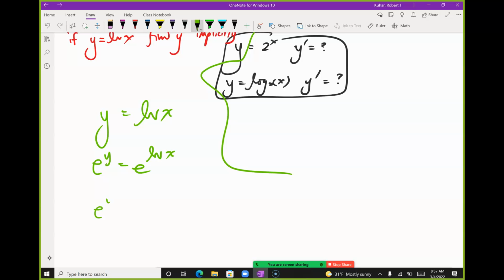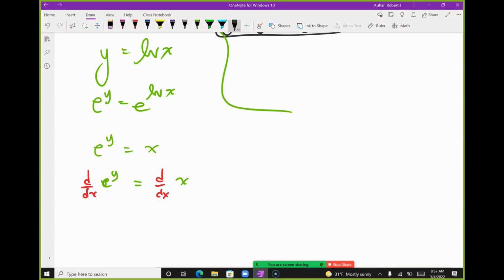So what do I get? I get e to the y is equal to x, right? Do you agree with that? e and ln are inverse functions. They cancel each other out. I get the argument, right? So now I want to derive both sides here, right? So I'm doing d dx of e to the y equals d dx of x.